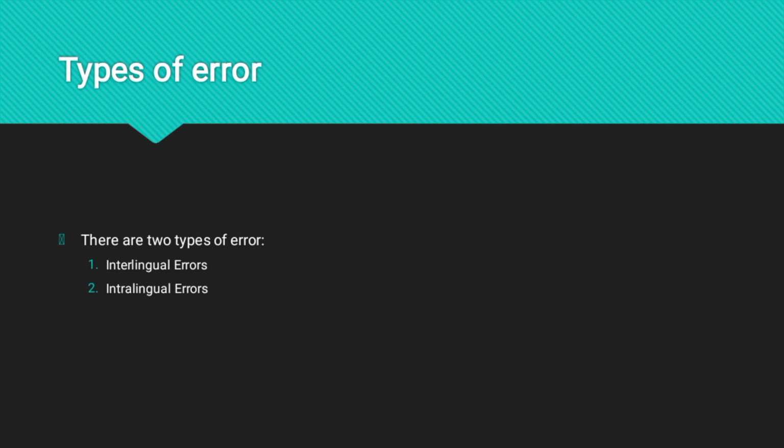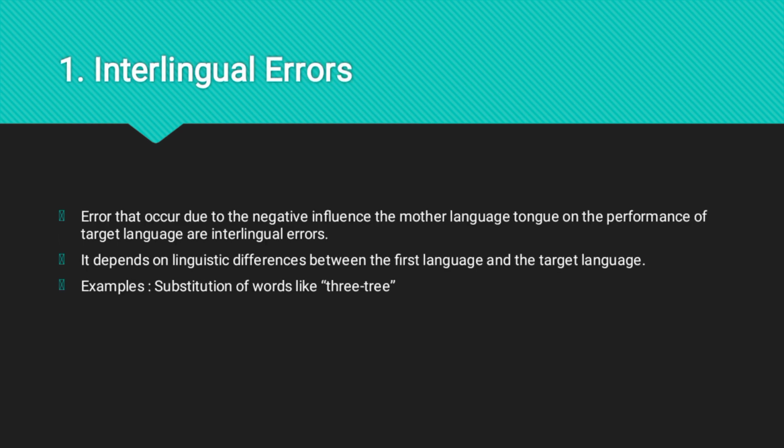Types of error. There are two types of error. The first, interlingual errors. The second, intralingual errors. One, interlingual errors. Errors that occur due to the negative influence of the mother language on the performance of the target language are interlingual errors. It depends on the linguistic difference between the first language and the target language. Example, substitution of words like tree and three.